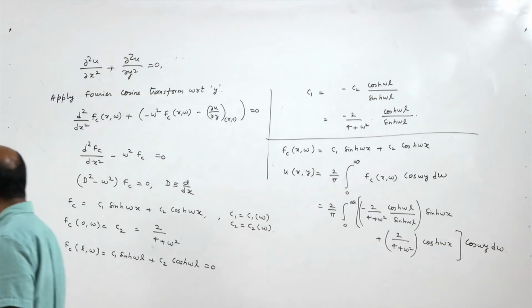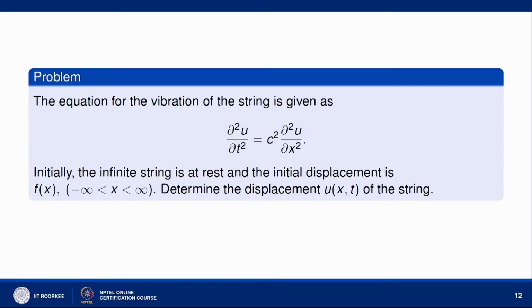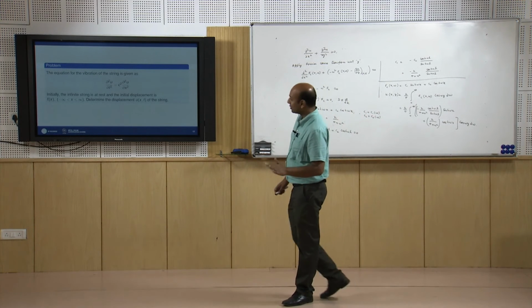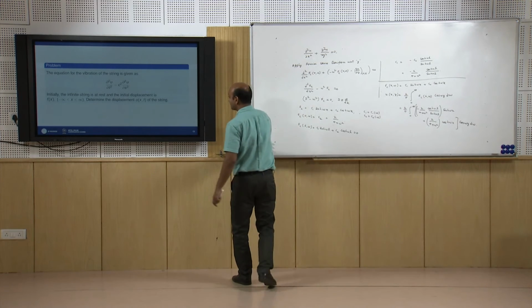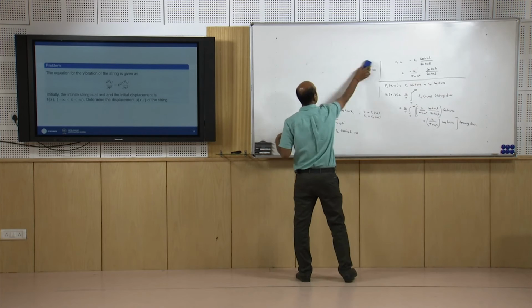Now, the last problem. The equation for the vibration of the string is given as this, and initially the string is at rest and the initial displacement is f(x). Now, here x is ranging from minus to plus infinity. So, that means we have to apply Fourier transform. And initially the string is at rest. These are the conditions given to us. So, simply apply Fourier transform on both the sides to solve this problem.